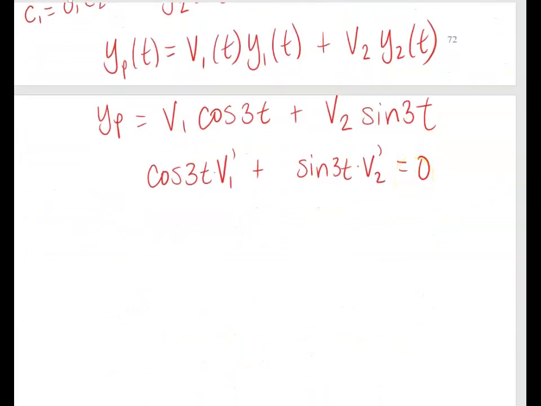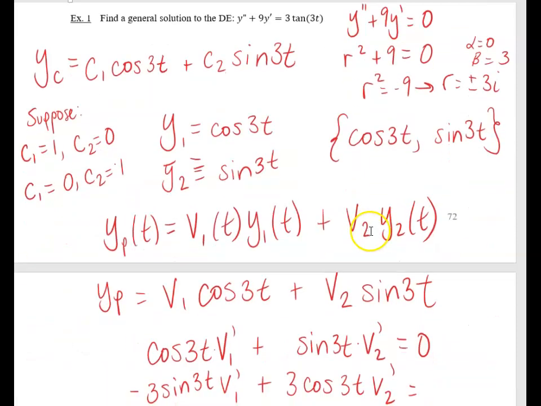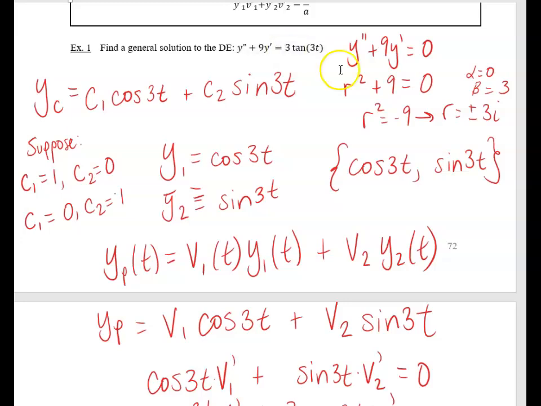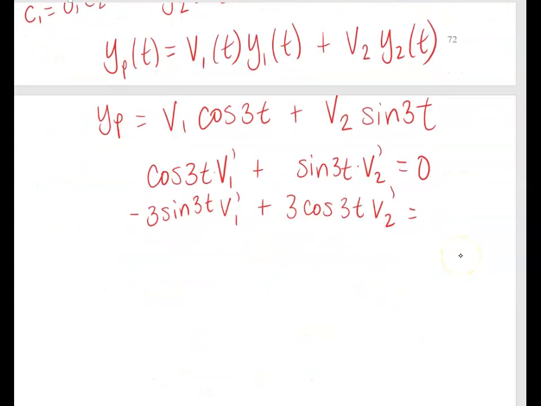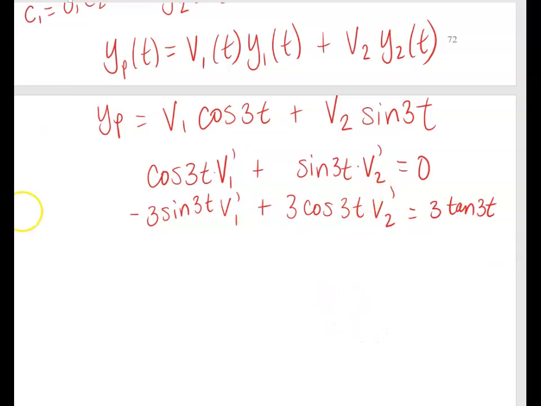So y1 prime requires a chain rule, so that would be negative 3 sine of 3t times v1 prime plus, same thing here, chain rule here, so 3 cosine of 3t times v2 prime, and now that should equal f over a. So f is the function that was on the right side, a of course is that leading coefficient, so for us f is this tangent function, 3 tangent of 3t, and then of course a is just 1 in my example here. So this is my system of equations that I need to solve.